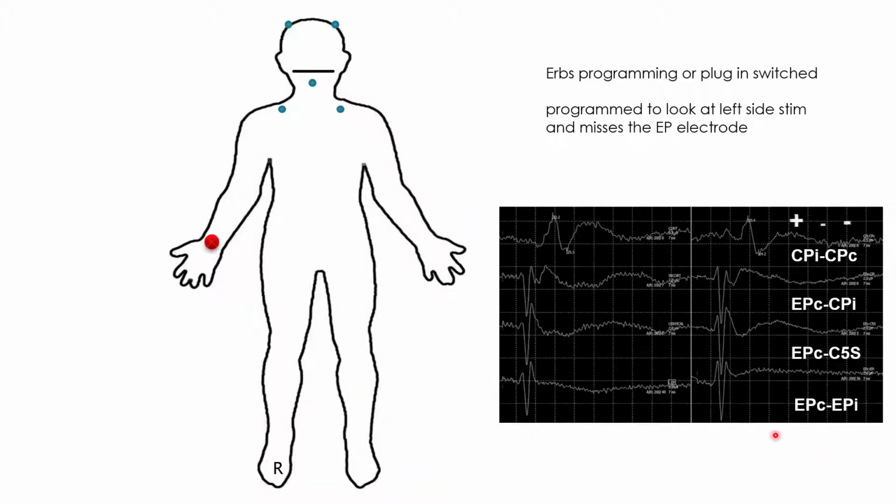You'll get that prominent downward deflection of an Erb's point in all of the derivations that have the Erb's point as the reference electrode. You're stimulating the right wrist, and the response is looking for the ipsilateral Erb's point electrode, but you've got them switched, so it's recording here and using a reference here, which causes that downward deflection.